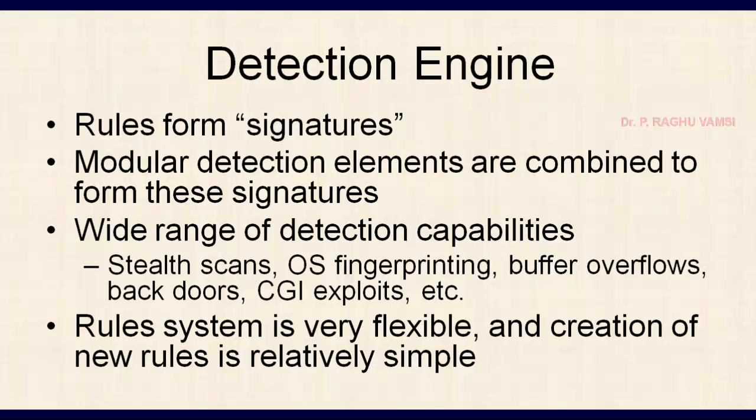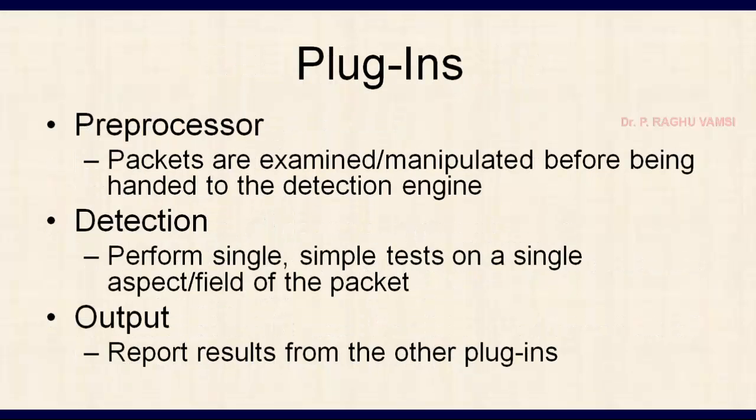So that means any kind of code scanning and information gathering related things can also be easily detected by the Snort NIDS. The rule system is very flexible, and creation of new rules is relatively simple. And in this, three categories of plugins are available. Pre-processors: packets are examined and manipulated before being handed to the detection engine. That means whenever the traffic is reaching the detection engine, just before reaching it, you can be in a position to identify whether the traffic is malicious or correct. So this is the pre-processor.